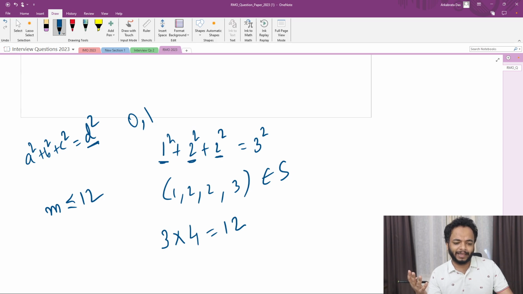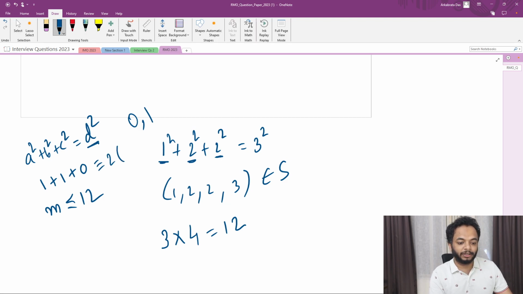now let's come to the main point: can all three be odd? If all three, a, b, c, are odd, then a square plus b square plus c square would be congruent to 1 plus 1 plus 1, which is 3 modulo 4, and that can't be a perfect square. So then the next question comes: can I have two of them to be odd? I showed that all three can't be odd. So can 2 be odd?